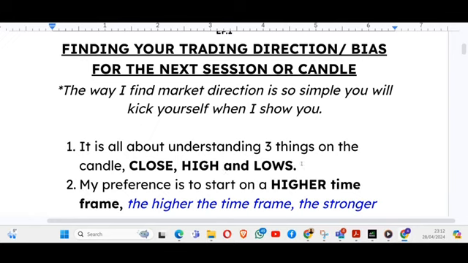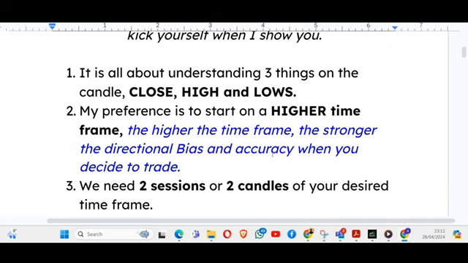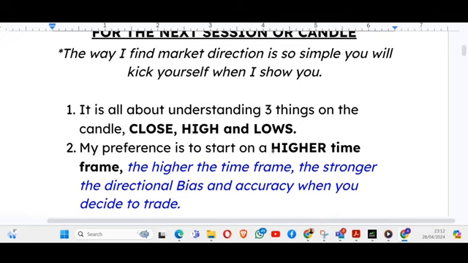Of candles mainly. And my preference would be to start on a higher time frame. The reason for that is the higher the time frame, the stronger the directional bias and accuracy when you decide to trade. So what that simply means is the effect of a higher time frame on your trading is a lot stronger, and it gives you more accuracy when you're trading in that direction. When you're trading in the direction of a higher time frame, it's a lot better for you. It keeps you on the winning side most of the time.